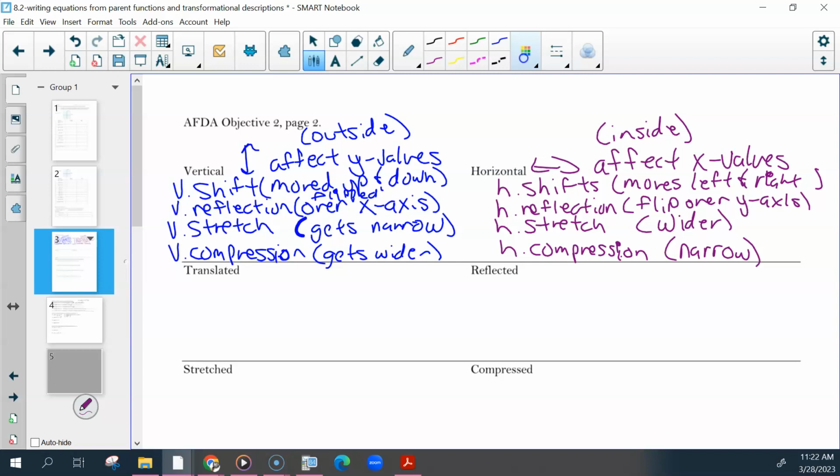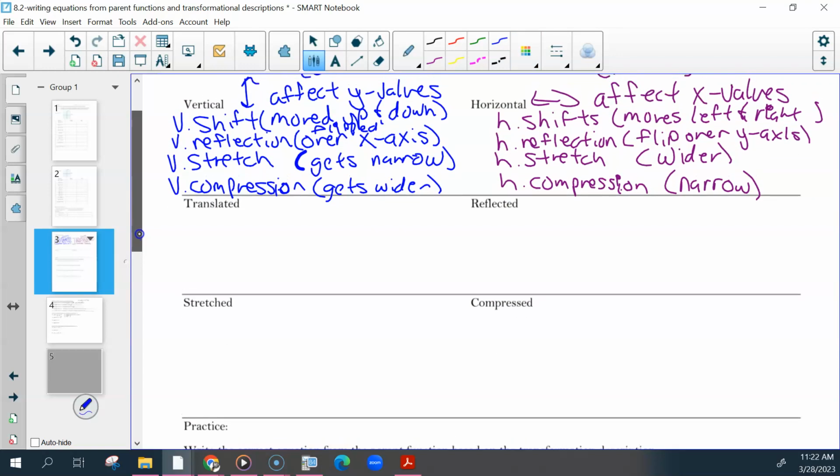So for each of these transformation words, translated, reflected, stretched, compressed, we're going to draw a rough sketch of what those would look like for each type. So I'm going to draw in two axes for translated. If you want to do this for all of them, reflected, stretched, compressed, you could do that, or wait till we get there, either or, doesn't matter. And I'm going to label one V and one H.